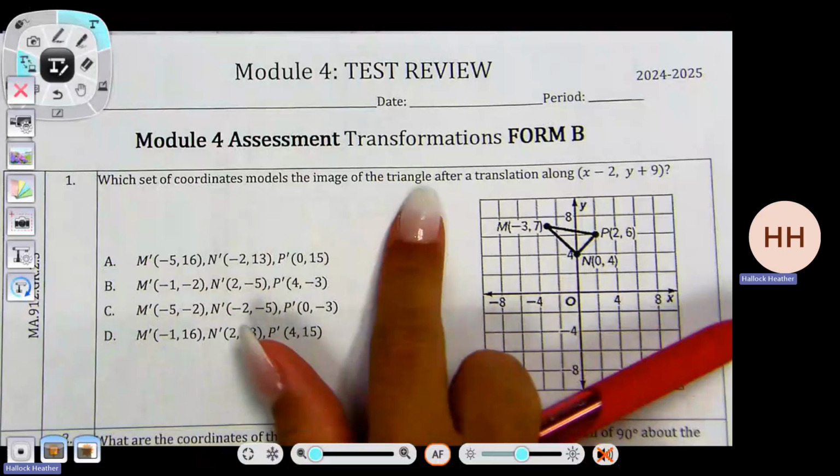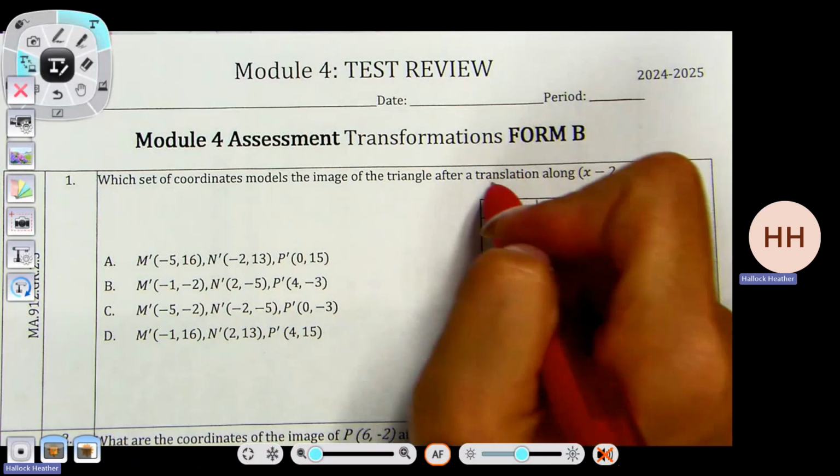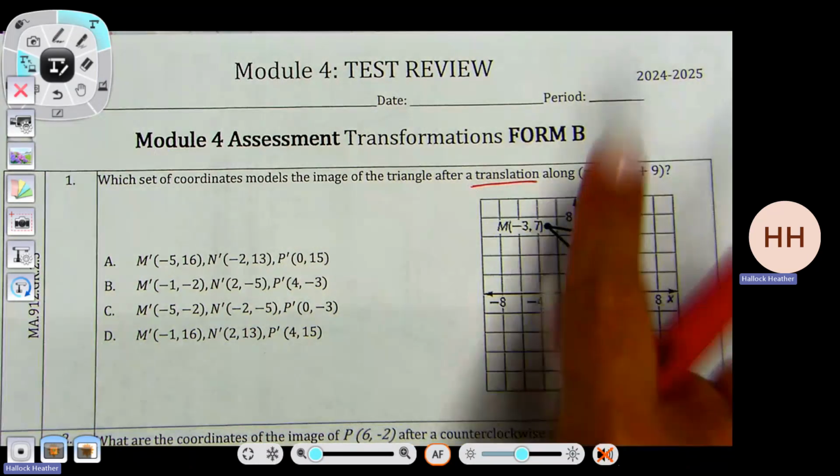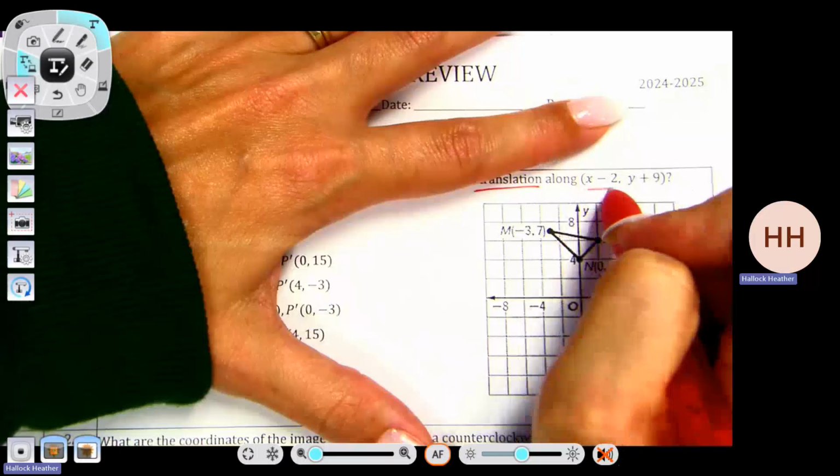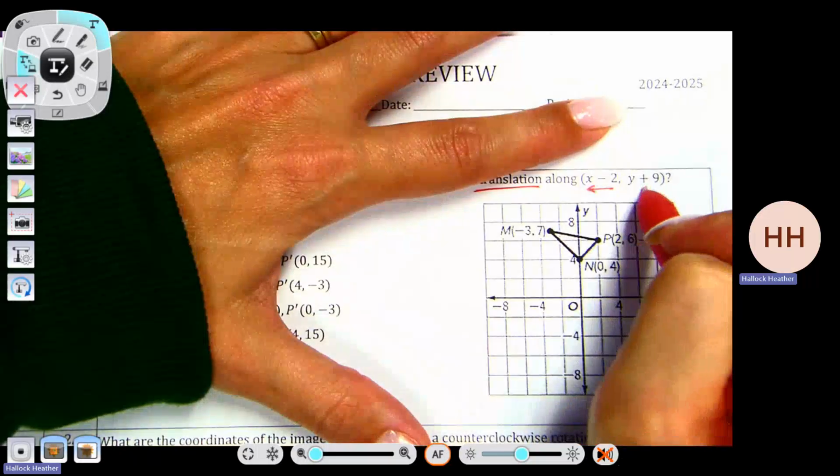Model the image of the triangle after translation. So translations left, right, up, down along x minus 2, y plus 9. Since it's minus, you're technically going left 2 and you're going up 9.